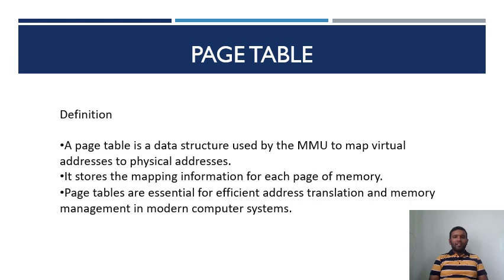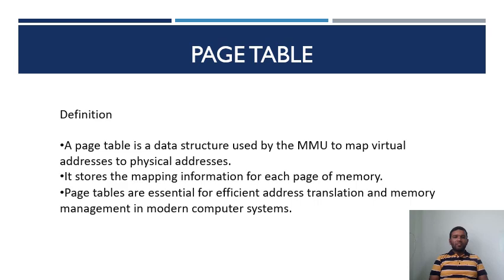Next, let us look at the page table. What is the definition of a page table? A page table is a data structure used by the MMU to map virtual addresses to physical addresses. It stores the mapping information for each page of memory. Page tables are essential for efficient address translation and memory management in modern computer systems.